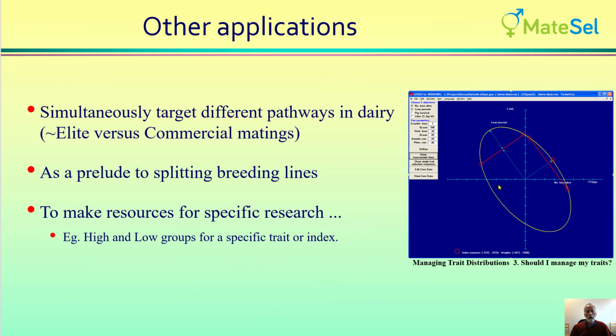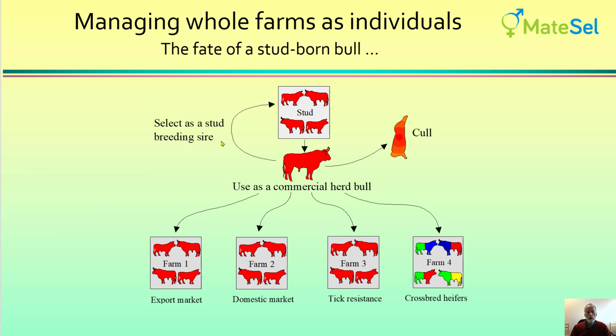Moving on, let's look at other applications. Simultaneously target different pathways in dairy. So you could be looking at elite matings and commercial matings. And in the commercial matings, you would not have an interest in diversity to the same extent, or for different reasons perhaps. And that might be challenging in MateCell because there are so many commercial matings. However, there's a trick to handling that, which I'll show you quickly here.